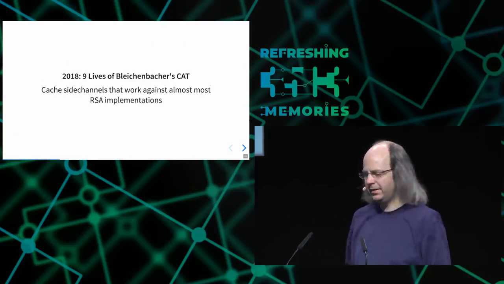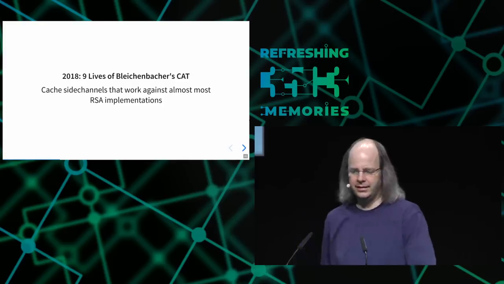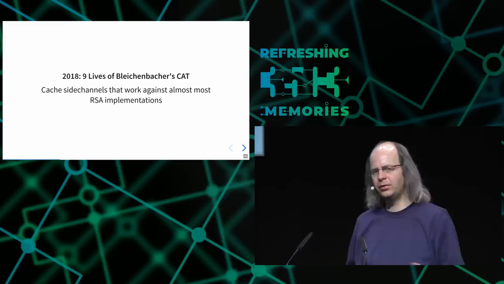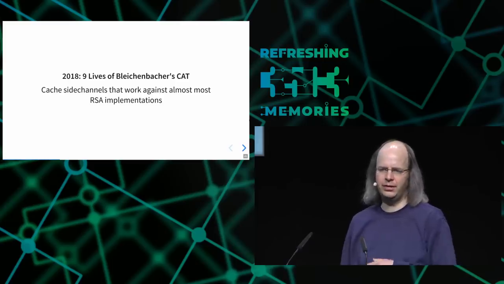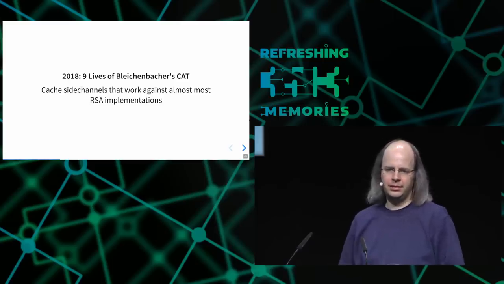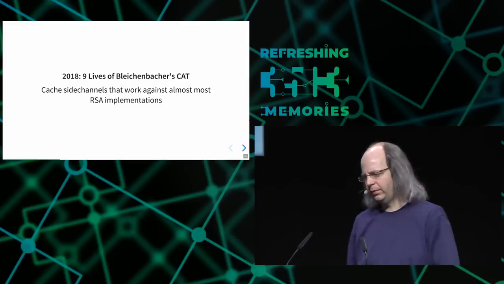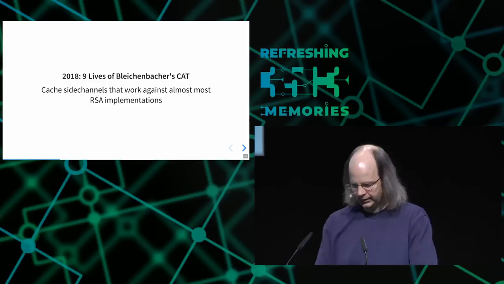Just I think a month ago, there was another paper that there also you can use cache side channels, which is mostly interesting if you have cloud infrastructure where multiple servers are running on the same hardware, which you can also use to perform these Bleichenbacher attacks.